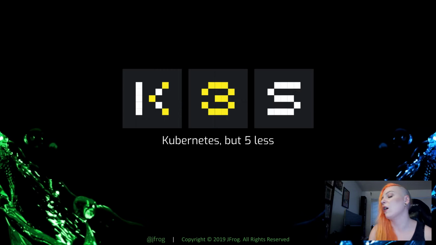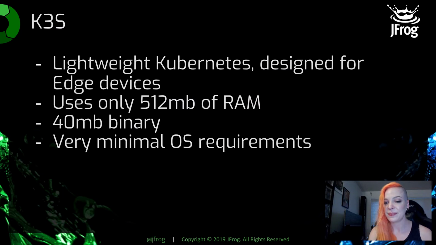We also relied on K3S for this. It's Kubernetes, but 5 less, which is just the cutest open source project slogan out there. I love it. It's just lightweight Kubernetes designed for edge devices. The binary is only like 40 megabytes and it uses like 512 megs of memory. It's got very, very minimal OS requirements, which means it's great for the edge. And its required dependencies are just containerd, flannel, CoreDNS, CNI, and some utilities like iptables and socat. It's also wrapped in a launcher that abstracts away some of the more complex issues like generating TLS certificates for secure communications and setting some other options.